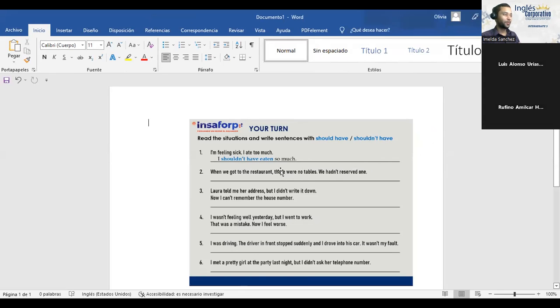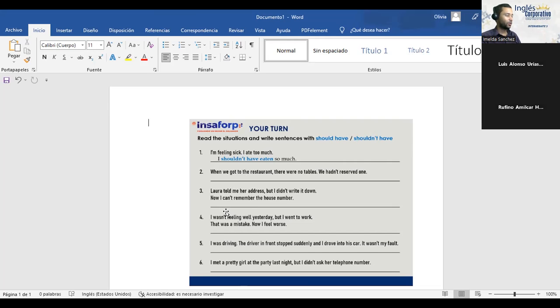Okay, we have number two. When we got to the restaurant, there were no tables. Ya todas estaban ocupadas, right? We hadn't reserved one. No habíamos reservado una. Entonces, ¿qué debimos haber hecho? Reservar. Okay, we should have reserved what? A table. We should have reserved the table. Así es. Debimos haber reservado una mesa. Exactly. We should have reserved the table. Very good.